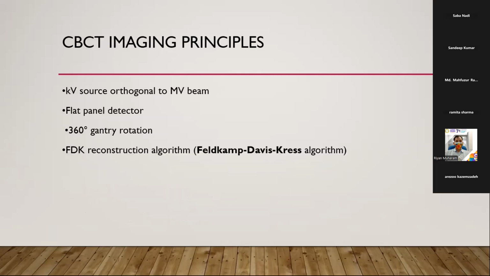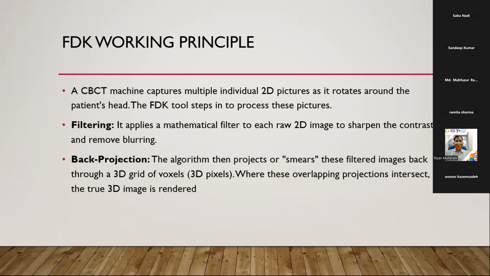So what we do in the CBCT imaging: basically in CBCT, we have a kV source orthogonal to the MV beam. The flat panel detector is there. The whole acquisition is done in a 360 degree gantry rotation. And in the LINAC, the FDK reconstruction algorithm, the standard industry standard, was used. So how is this FDK working principle useful in the CBCT acquisition?